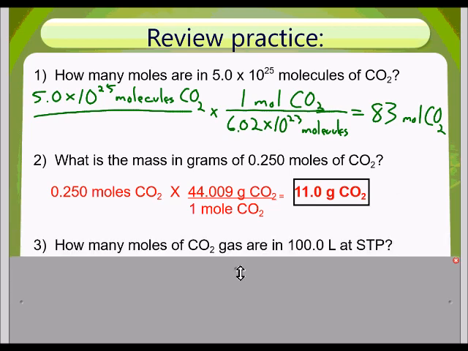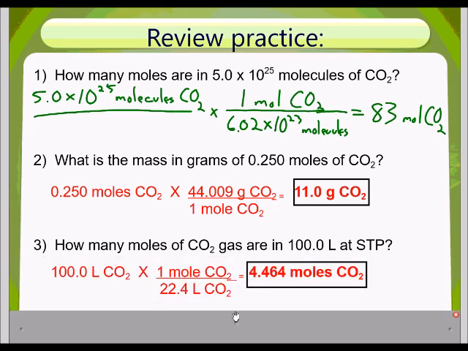Last example for you to try. How many moles of carbon dioxide gas are in 100 liters at STP? So take a minute to do that one. Okay, let's see how you did. We start with 100 liters. That's what they gave us. We're going from liters to moles, so we need the liters to mole conversion factor. There are 22.4 liters in 1 mole. 100 times 1 divided by 22.4 gives us this as our answer.